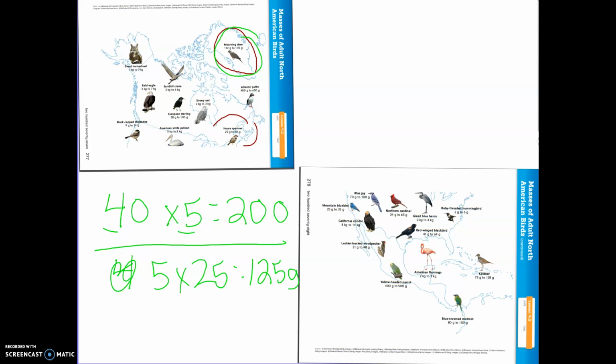And how do I know that? Well, we worked it out. We worked it out to show what the mass would be if we did 5 mourning doves or 5 house sparrows at their highest mass and 5 at their lowest mass, and we found that it would work for both questions.